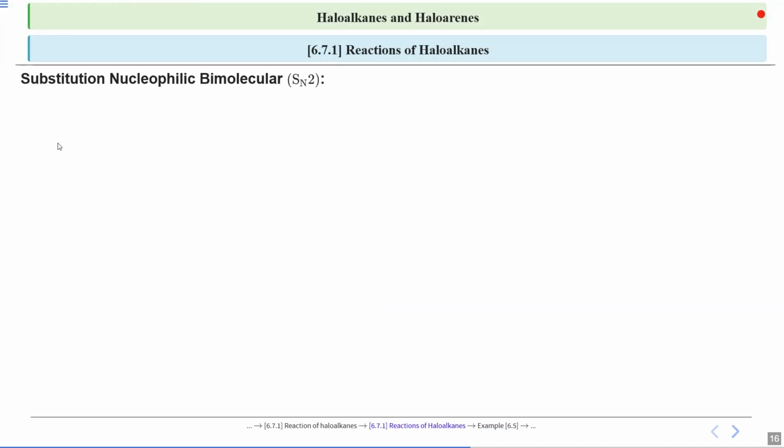Now, let's see the next type of substitution reaction, that is substitution nucleophilic bimolecular, that is SN2. This SN2 reaction is a single step reaction. It doesn't involve two steps. It is only a single step reaction, and no intermediate is formed. So in this reaction, there is no intermediate formation.